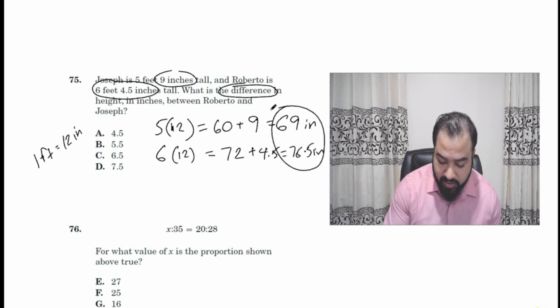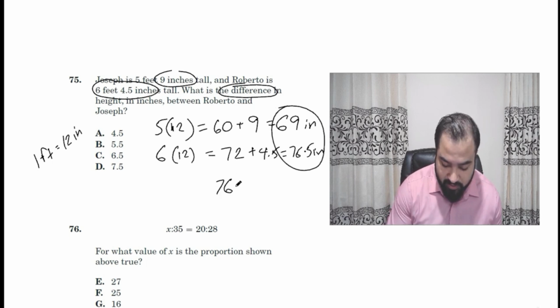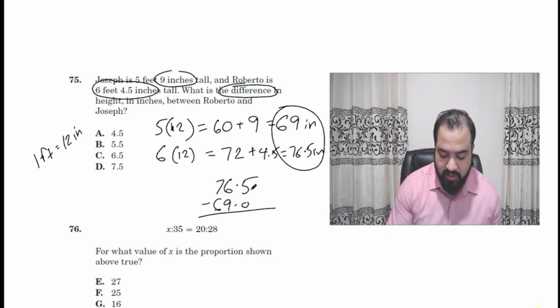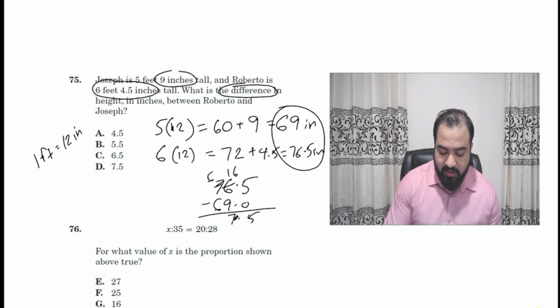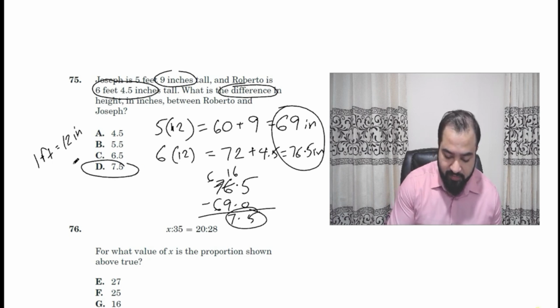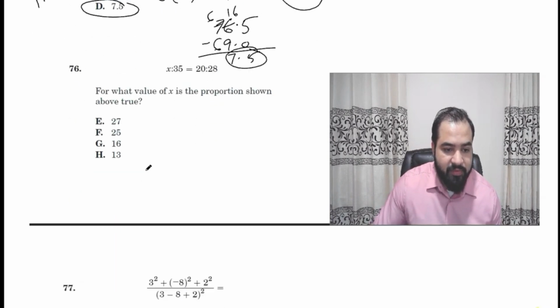Now they said, what is the difference between their heights? So we can subtract these two. When we're subtracting decimal numbers, we're going to line the decimals up. So we have 76.5 and 69.0. So let's do the subtraction. 5 minus 0 is 5. Then we have a point. So 6 here, we're going to borrow 1 here. So this is 16 and this is 6. So 16 minus 9 is 7 and 6 minus 6 is 0. So we have 7.5. So the answer is 7.5. Now let's take a look at question number 76.